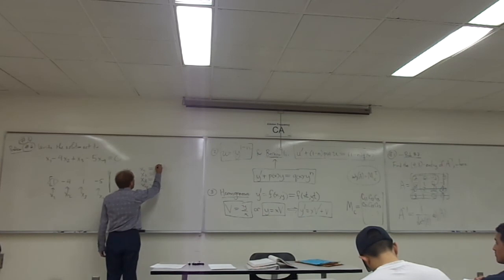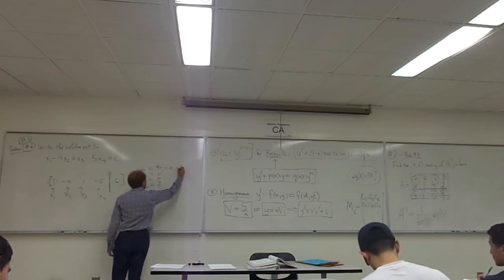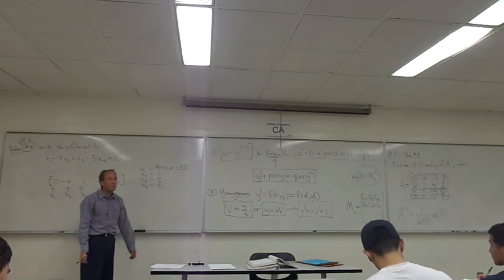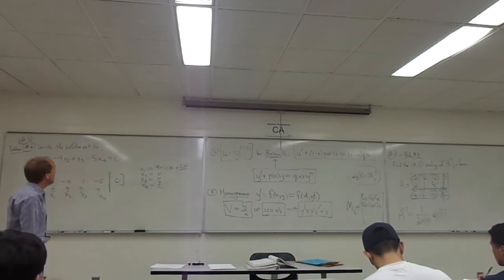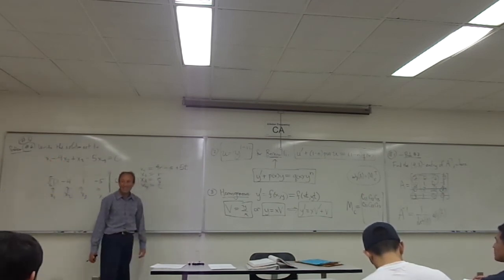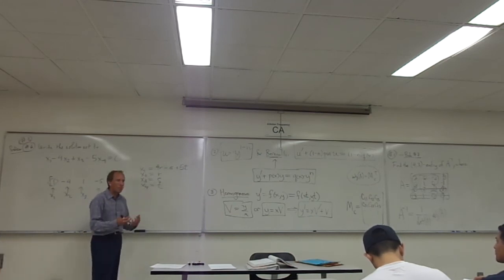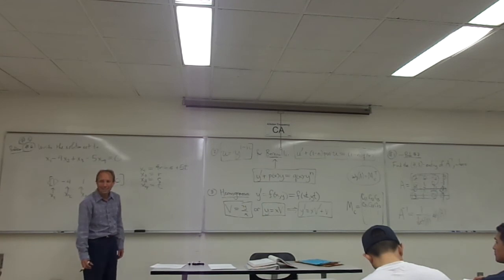4r minus s plus 5t. Yeah, plus 5t. Okay? Now, is that the solution set? No. So when I ask you to write the solution set, what am I asking you to actually write down? The coordinates, the 4 components, right?